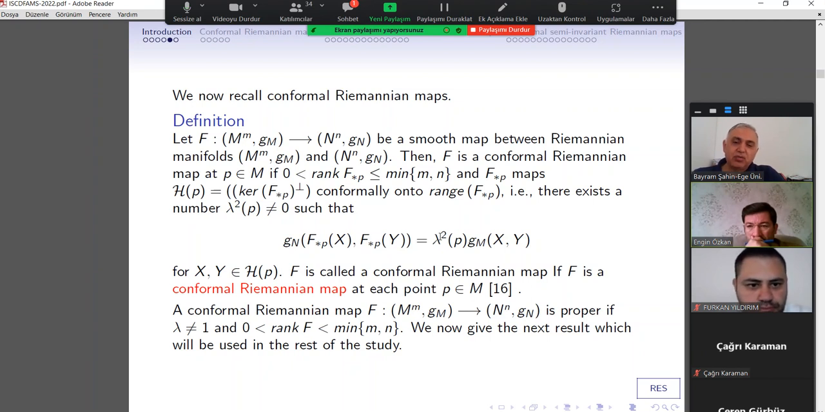conformal map. So you see, in this case, if you consider lambda constant and some certain restriction on the range and kernel F star, then again you have isometric immersion and Riemannian submersion. And this one is also a generalization of the conformal immersions, which is a very active research area. Also, it is a generalization of conformal submersions. These conformal submersions are very important because they are a vital geometric object when you study harmonic maps.